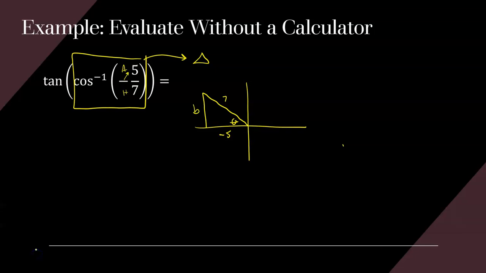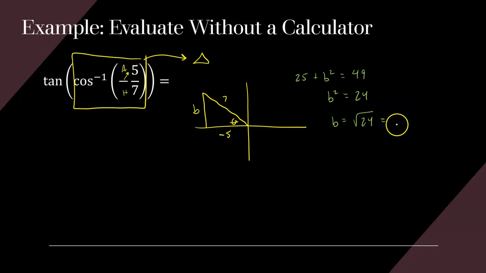So to find out what B is, we're going to use the Pythagorean theorem again. So we would have negative 5 squared, which would be 25, plus B squared equals 7 squared, which is 49. Well, if I subtract 25 from both sides, I get B squared is 24. So if I take the square root of both sides, now remember, technically it's plus or minus, but for this problem, since we're dealing with the y value, and here in quadrant 2, the y value is positive, it's going to be the positive value.